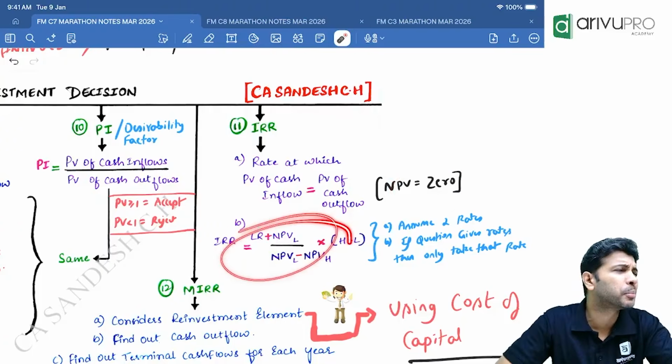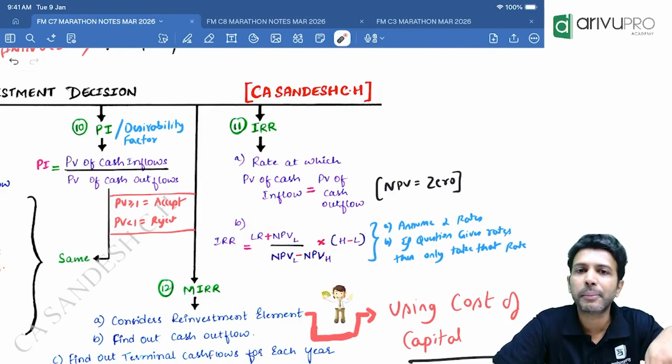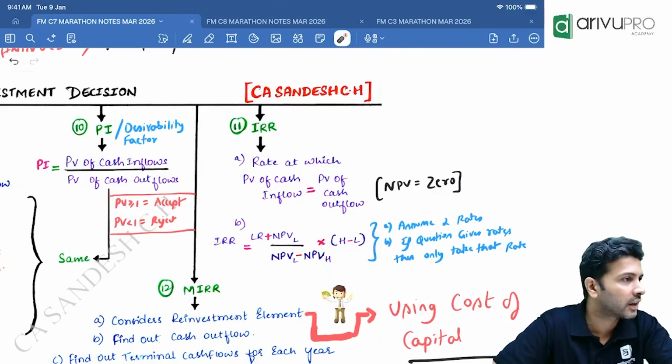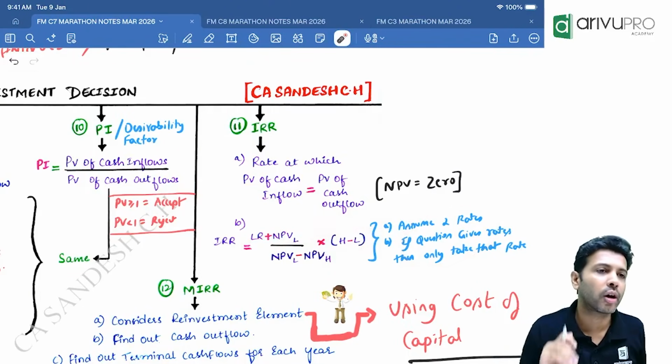And the interpolation formula for IRR is the same. Lower rate plus NPV at lower rate divided by NPV at lower rate minus NPV at higher rate, whole thing multiplied by higher rate minus lower rate. You assume 2 rates and accordingly do the question.